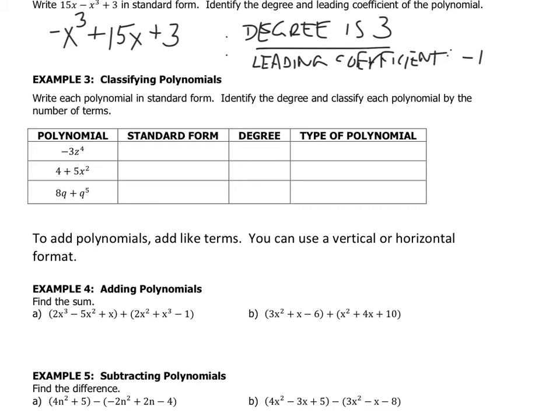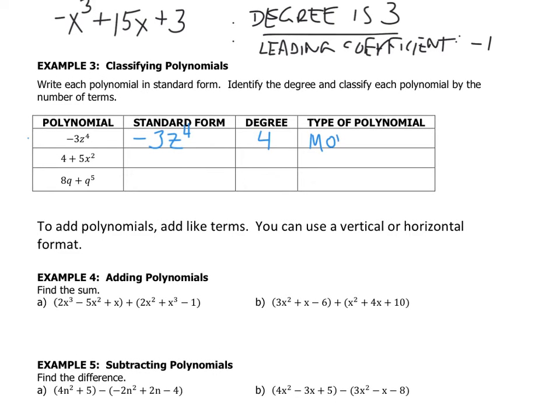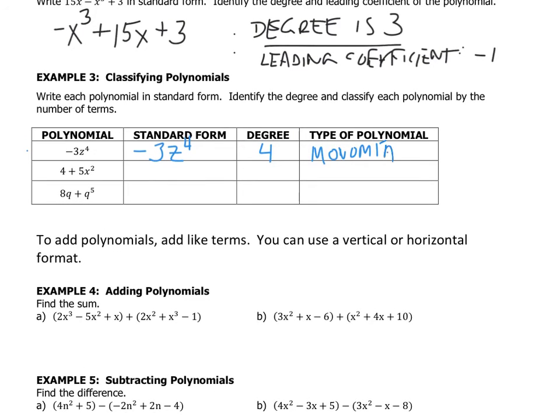So next we're going to be writing these polynomials, classifying their degrees, and telling what type of polynomial we have. So for the first one, the standard form, there really isn't anything different to write, because there's only one term. The degree of this polynomial, again, as a monomial, is the fourth degree. And the type of polynomial, this would be a monomial because there's only one term.